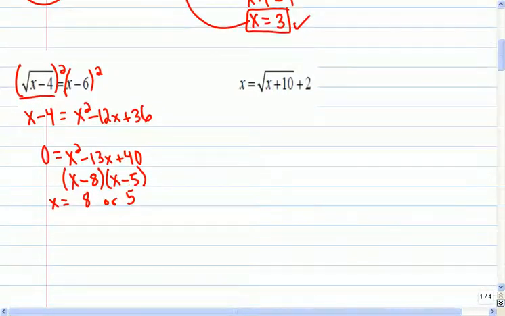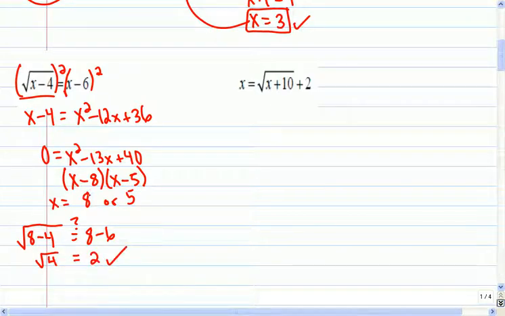So we need to double check that those are actually valid. So if I stick those into the square root of 8 minus 4, is this equal to 8 minus 6? Square root of 4, is that equal to 2? Yes. So I know that 8 is at least one of the answers.